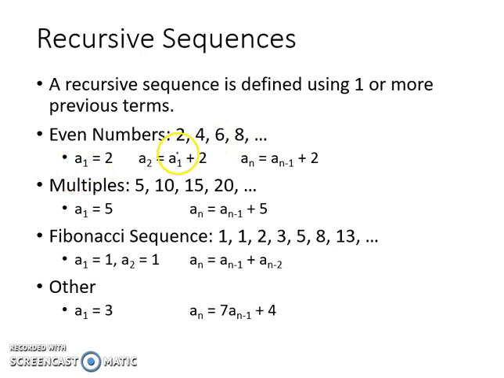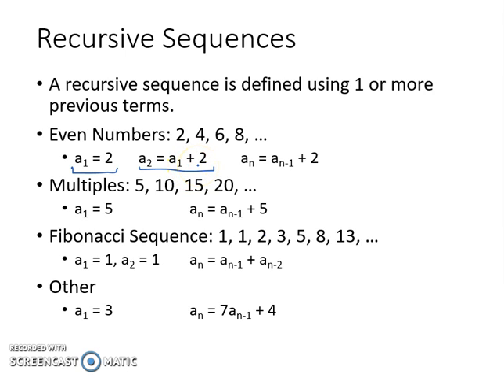So for example, the even numbers, we have 2, 4, 6, 8. To be able to write that as a recursive sequence, we have our first term. We're going to call it a sub 1 equals 2. And if our first term is not a1, it's a0, we'd say a0 equals, anyway. So our a1 is going to be 2. Our second term would be a2, and that equals a1 plus 2.